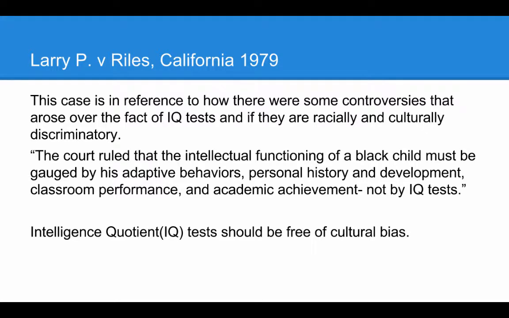So this is a case in reference of how there are some controversies that arose from IQ tests, and those were that they were racially and culturally discriminatory. The court ruled that the intellectual functioning of a black child must be gauged by his adaptive behaviors, personal history and development, classroom performance, and academic achievement, not by IQ tests. But these days, the intelligence quotient test should be free of those cultural biases.